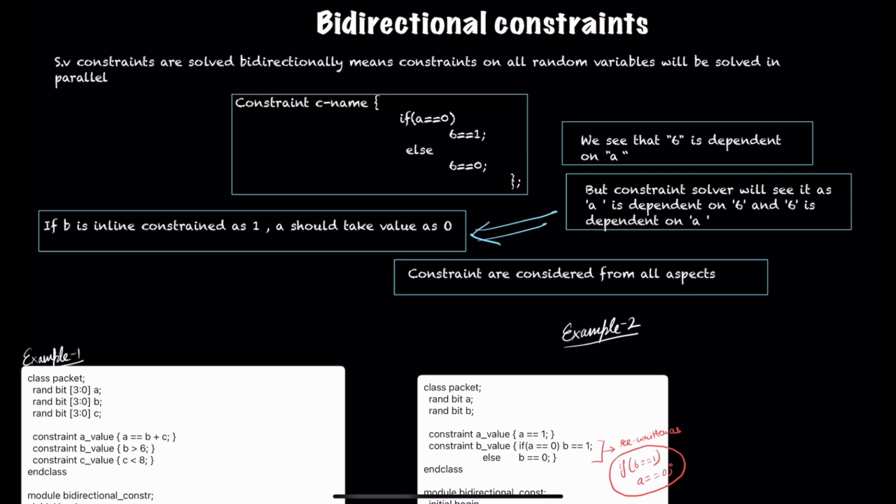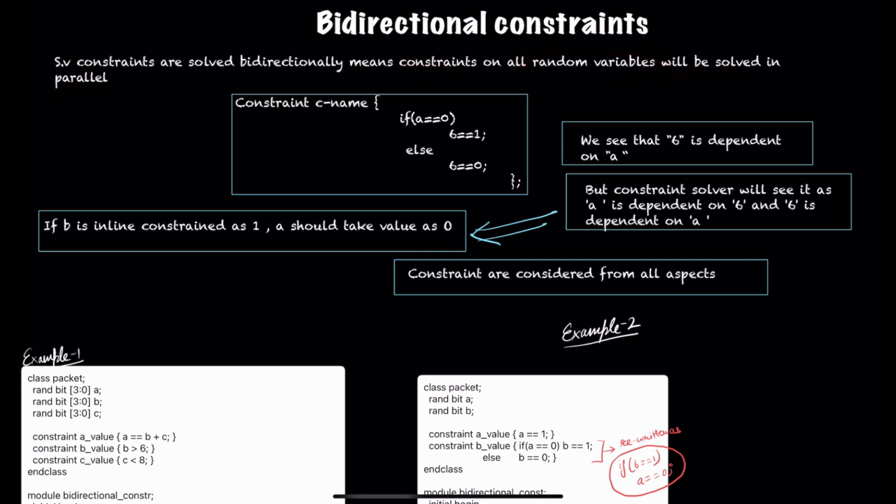Hello everyone. Today we'll be discussing the topic of bidirectional constraints. What bidirectional means, how we use it in constraints, and how the constraint solver sees a constraint as bidirectional. So SV constraints are solved bidirectionally. All the SV constraints. So what does that mean? That means constraints on all the random variables will be solved in parallel.